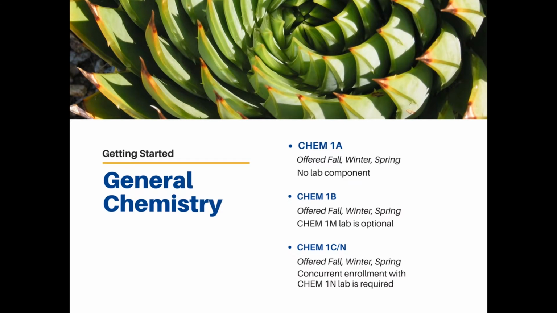Ecology and evolution, marine biology, and plant sciences majors are required to complete the entire general chemistry series for their majors. Biology BA students are required to complete just Chem 1A and Chem 1B. When you look at the schedule of classes, you'll notice that there's no lab associated with Chem 1A. The Chem 1M lab for Chem 1B is optional for our majors and is not required. The 1N lab for Chem 1C, however, is required.